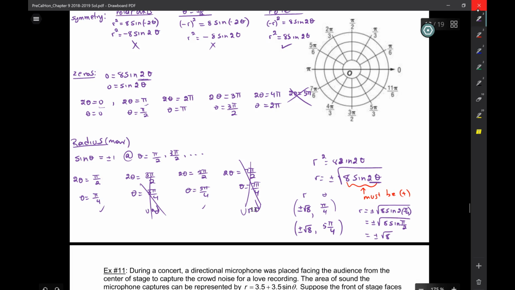And oh my God, I don't have my calculator, or do I have my calculator? I don't know. How much is root 8? Who cares, right? Because we're not sending anyone to the moon with this.